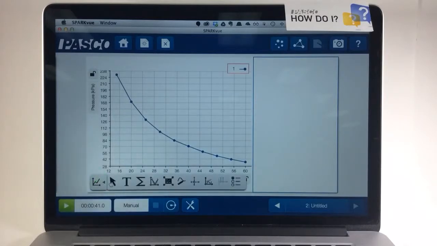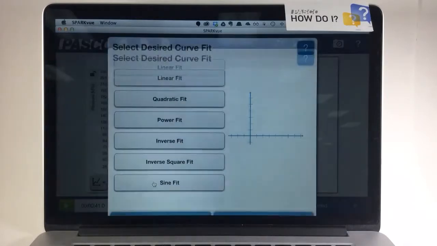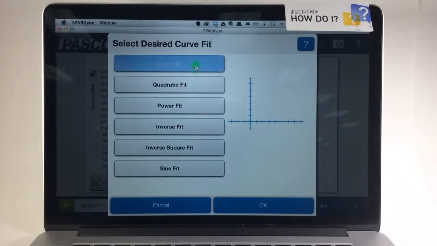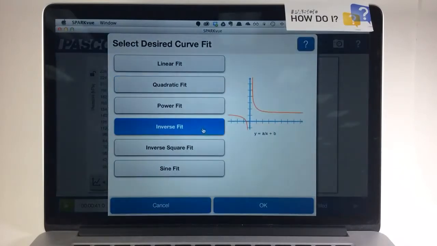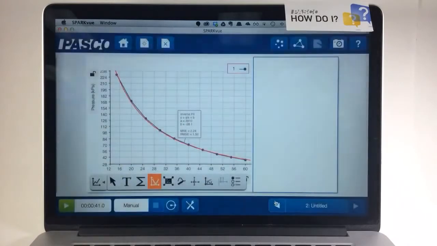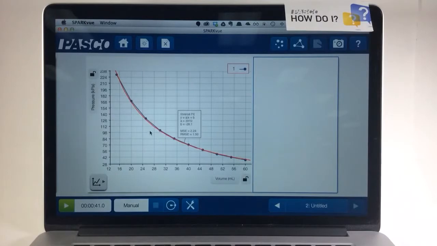I'm going to open up the graph tools and select curve fits. I can choose whichever curve fit I think will best fit my data. I think an inverse fit will work best for mine. So I'll press OK, and SPARKvue applies the best possible inverse fit to my data.